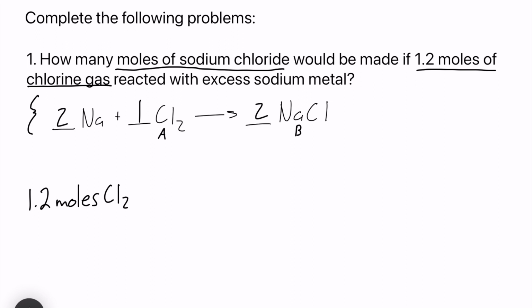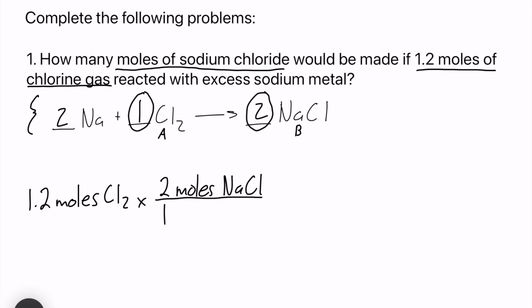So 1.2 moles of Cl2 with a times sign line. And on the top is the unit that we want to end up with. And in this question, that is moles of sodium chloride. So remember, when you're going from moles of one substance to another, you're going to use those coefficients from your balanced equation. So since we want moles of NaCl, I'm going to put on top 2 moles of NaCl and 1 mole of Cl2. And again, I got that from my balanced chemical reaction.